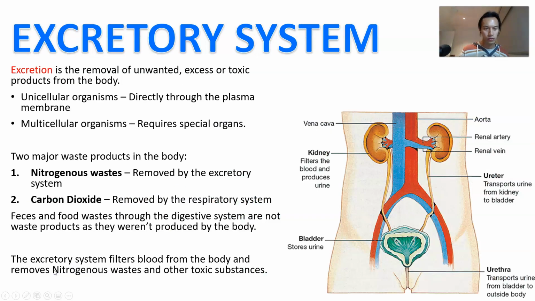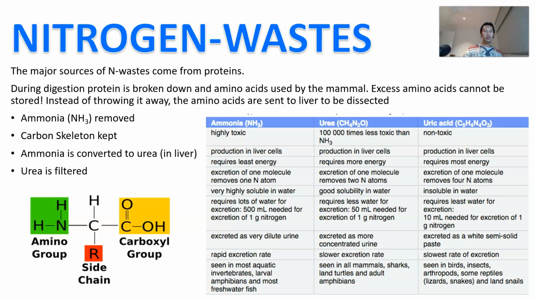And then the excretory system filters the blood from the body to remove these nitrogen wastes. Okay, so it's connected to your blood and connected to your cardiovascular system. Okay, let's talk about nitrogen wastes. So the major source of nitrogen waste, or N-waste, comes from proteins. During digestion, protein is broken down and amino acids are used by the animal. Excess amino acids, however, can't be stored.